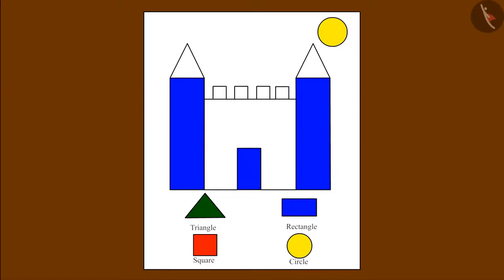After this, fill the square with red color. So, can you identify the squares in this picture? Here are the squares. So, we fill them with red color. Now, we come to the triangle. In the triangle, we have to fill the green color. Color is now filled in the whole picture.